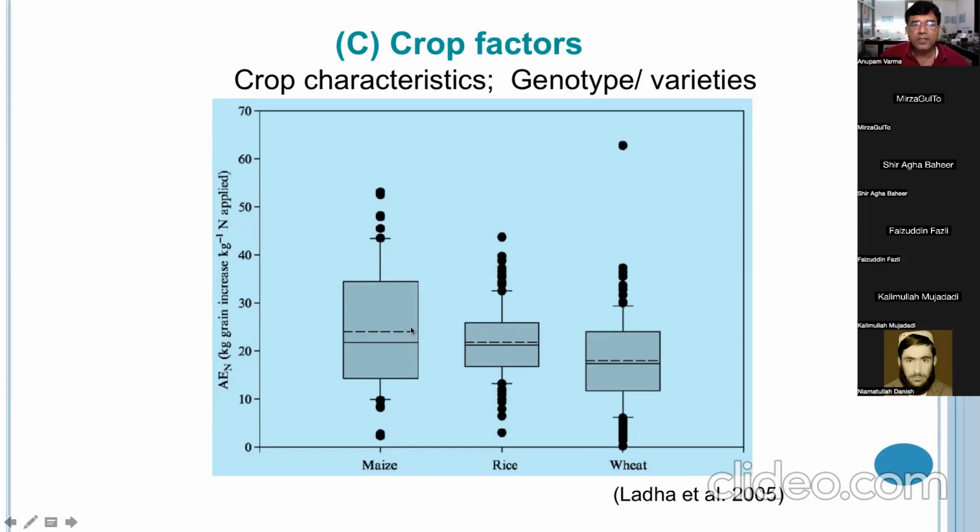You can see this data is from the world average. So maize has better nutrient use efficiency, nitrogen use efficiency, than rice and wheat because of its nature. Maize is a C4 plant, which has higher nutrient use efficiency, higher water use efficiency, and higher photosynthesis efficiency.